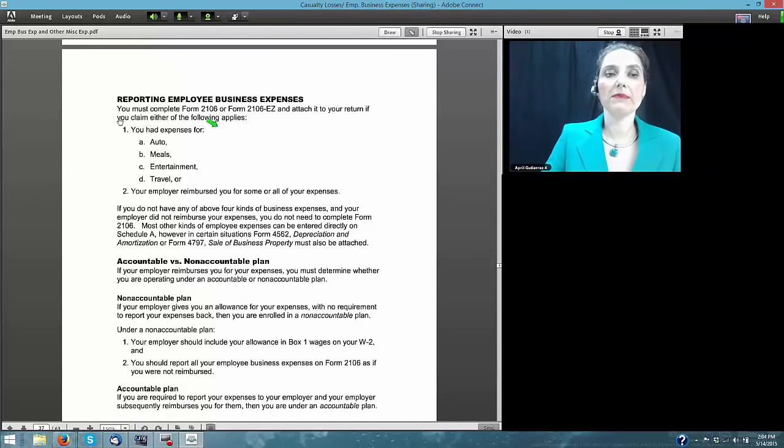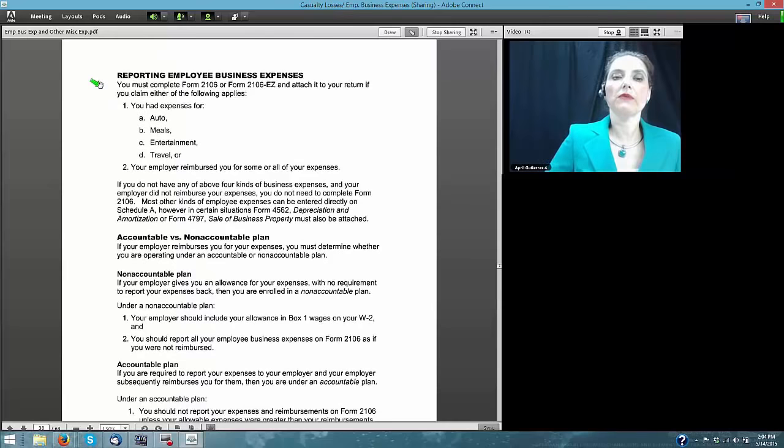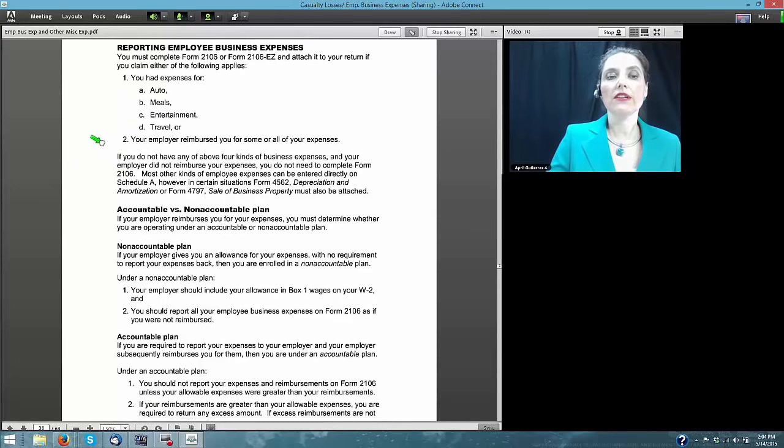Reporting employee business expenses. You must complete Form 2106 or Form 2106EZ and attach it to your return if you claim any of the following types of expenses: auto, meal, entertainment, travel, or because your employer reimbursed you for some or all of your expenses. So if your employer did not reimburse your expenses and you had business expenses that are not one of these four kinds of expense, the form is not required.